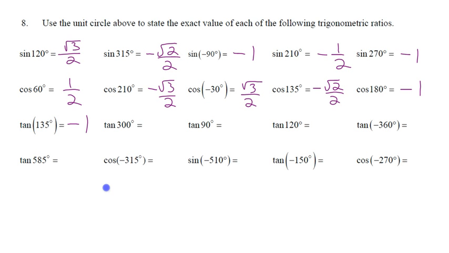The tan of 300. Negative root 3. The tan of 90. Undefined. The tan of 120. I'm just writing them down, right? What's the tan of negative 360? What's the tan of 585 degrees?